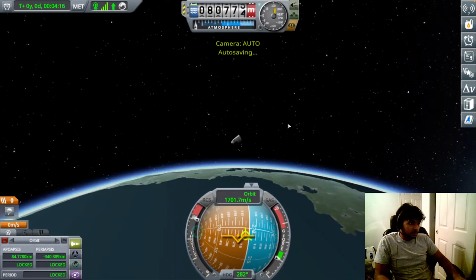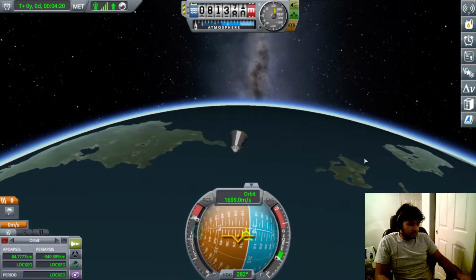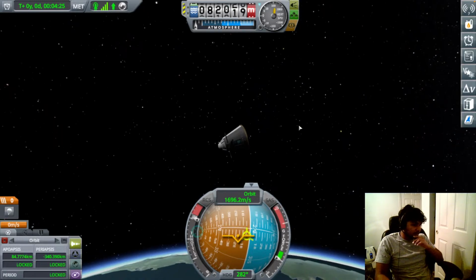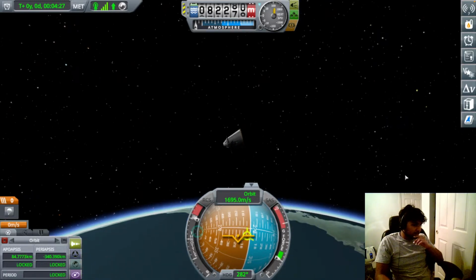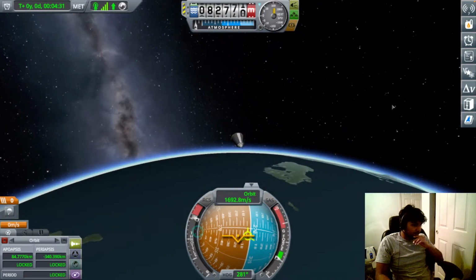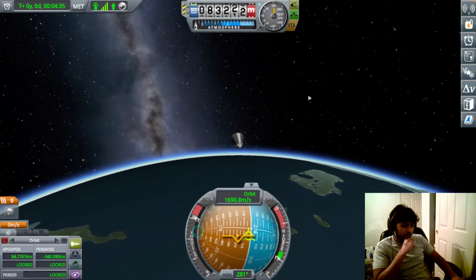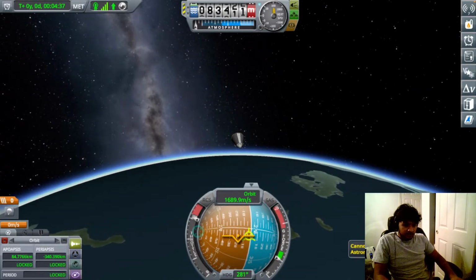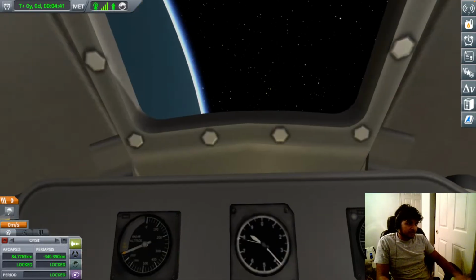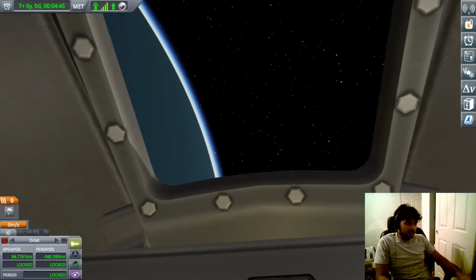So we're coming up on our apoapsis here, and we've got about 1700 meters per second of vertical velocity. We're basically coming up on our apoapsis. Say that's about halfway to orbital velocity. Let's see how our boy Jebediah here is looking. Nice and pretty. Nice and pretty indeed.